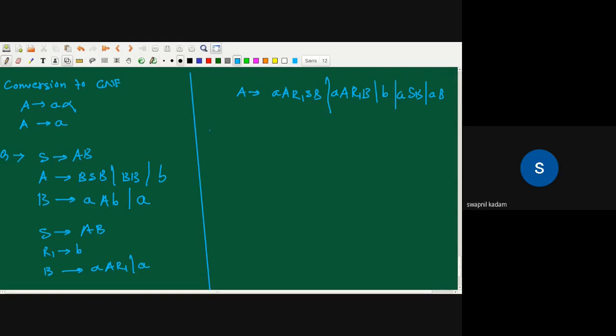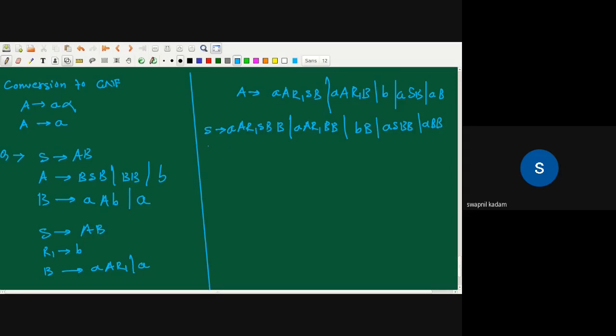Next, S tends to, if I put a production of A at the place of this A, I'm getting A R1 SB, B, A R1 BB, then BB, ASBB, ABB. Okay, so these are the productions for this S.